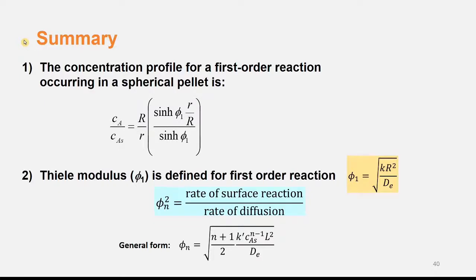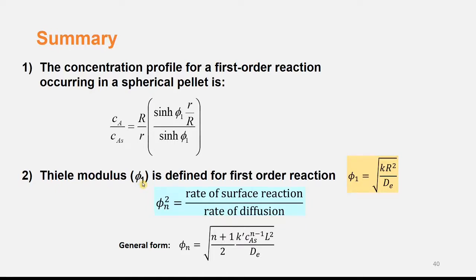To summarize this lecture, first, we derived a material balance equation for the reaction and diffusion in a spherical particle so that we could obtain the concentration profile inside the pellet. When we did this, we converted the differential equation to dimensionless form and found that all of the constants can be combined to form what is known as the Thiele modulus.